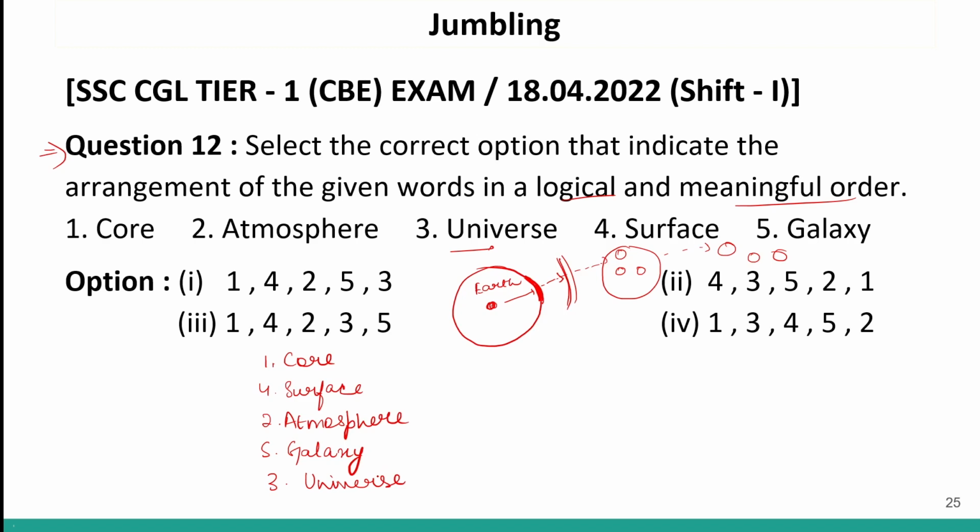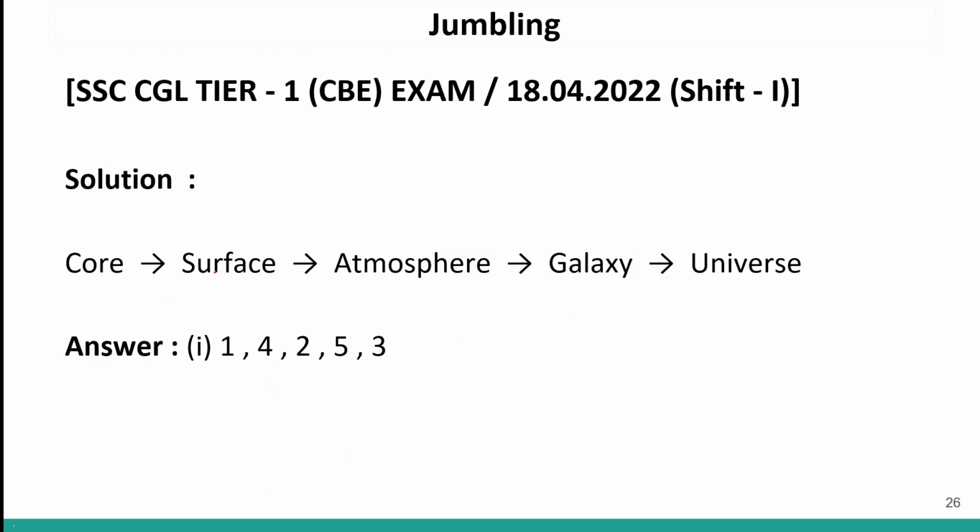The correct logic will be 14253, which is given in option number 1. So option number 1, core, surface, atmosphere, galaxy and universe will be your correct answer. Here you can see, so I'll repeat. Let's say this is Earth, right? Earth has a core. Okay? Logically, we are moving from the smaller aspect to the bigger aspect. That is what we are doing, right?